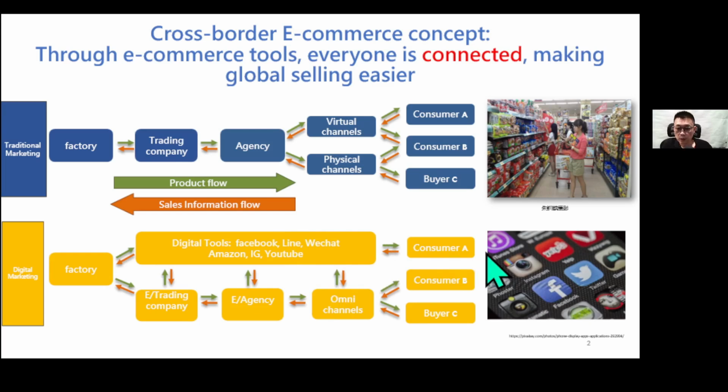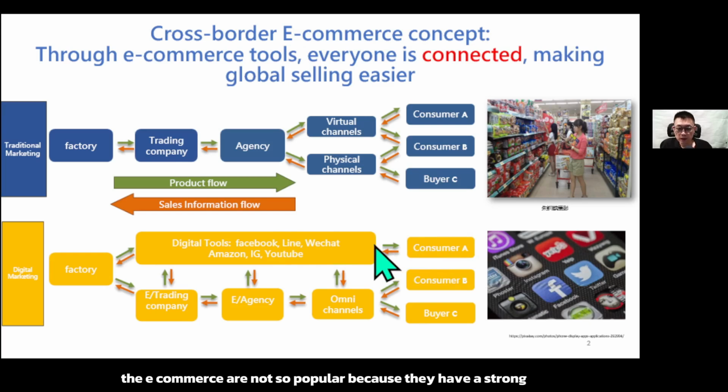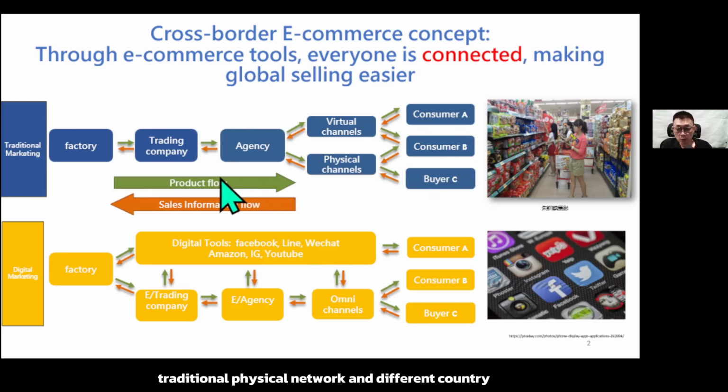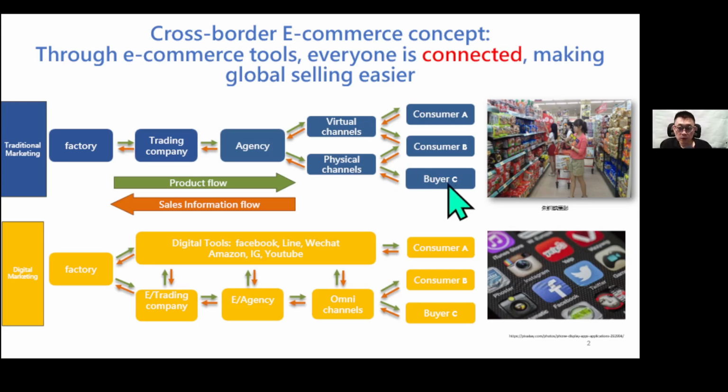digital retailing. But in Africa or in some Western countries, e-commerce is not so popular because they have a strong traditional physical network, and different countries use different social media systems. In China, they use WeChat, Baidu, Alibaba, the JD system. In South Korea and Taiwan, we use Line, Facebook, Instagram, and TikTok is very popular now all over the world. So it depends on the market.